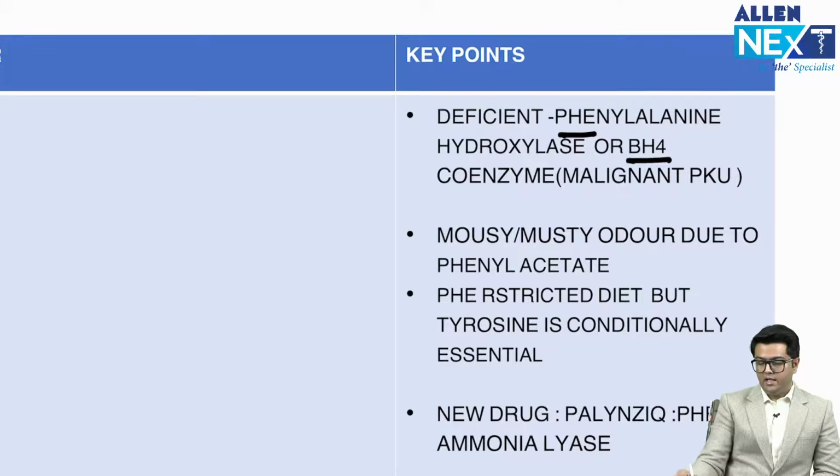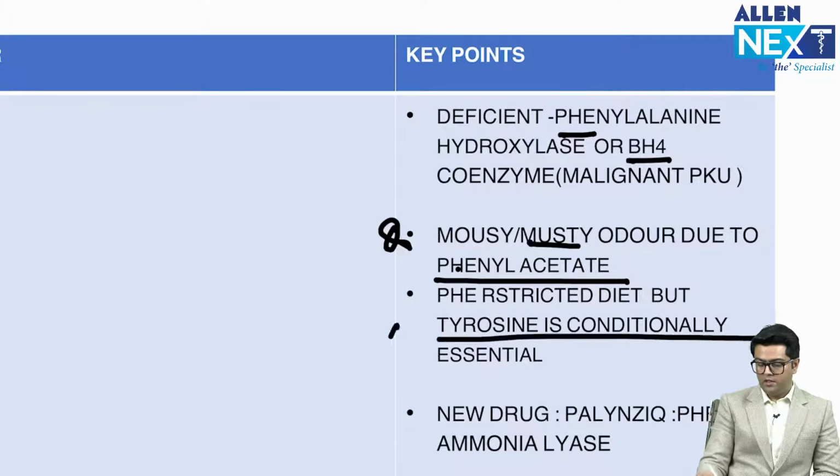Okay, the patient has a mousy or musty odor due to the phenyl acetate. Don't forget that phenyl acetate. The diet is phenylalanine restricted, but tyrosine becomes conditionally essential. So don't forget that tyrosine is now conditionally essential. Also, like cysteine becomes conditionally essential in homocystinemia, right? Because that is not produced.